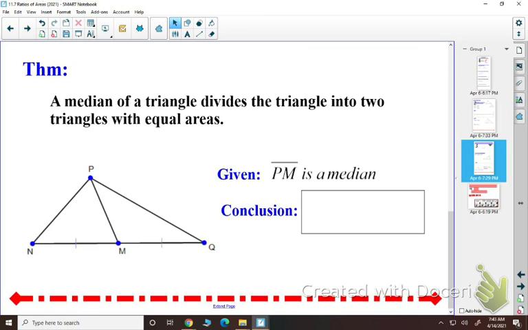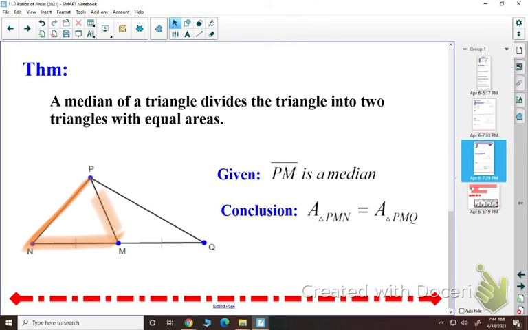Okay, so a median of a triangle, remember, hits at the midpoint. So in terms of area, like it says here, it's going to divide the triangle into 2 triangles with equal areas. So in this picture, if segment PM is a median, that tells us that the area of triangle PMN, the triangle on your left, is equal to the area of triangle PMQ, which would be the pink triangle on the right. So their areas are in a 1-to-1 ratio.